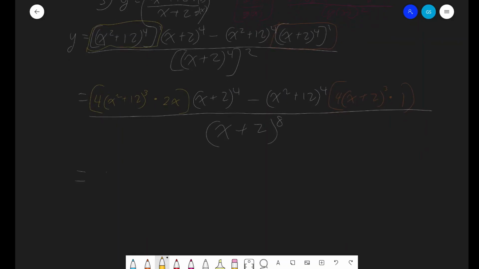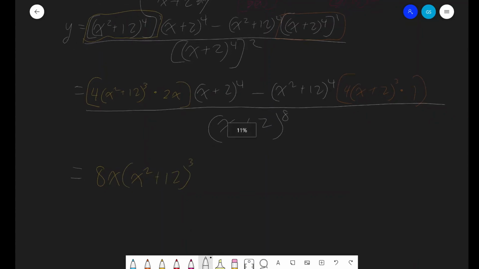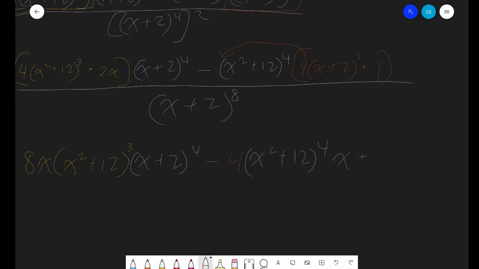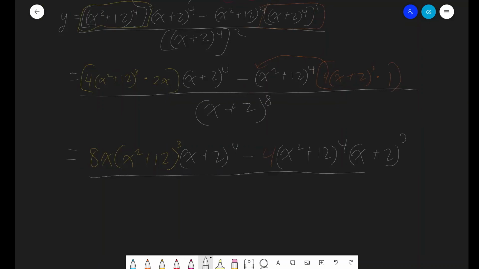We can do some rewriting here. So this would be 8x times x squared plus 12 to the third power being multiplied by x plus 2 to the fourth power, subtracting. I'm just going to take this 4 and stick it here: 4 times x squared plus 12 to the fourth power, multiplied by x plus 2 to the third power, all over x plus 2 to the 8th.